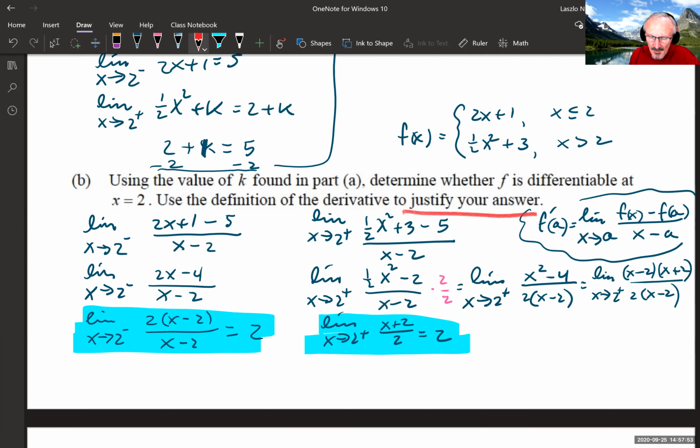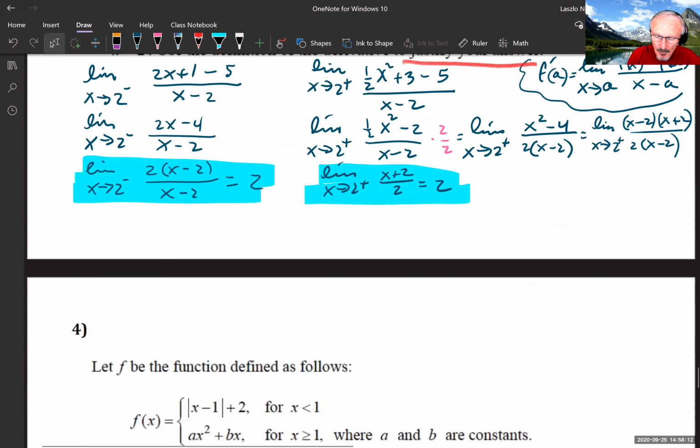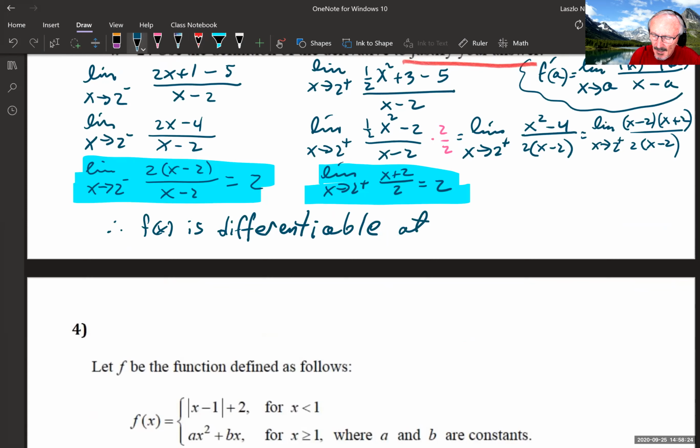So we have that. Now, I have not explicitly stated that the function f is differentiable at x equals 2. So I must do that so that whoever is scoring my response says, ah, they understood what this means. So let me go ahead and indicate, therefore, f of x is differentiable at x equals 2. Bang.